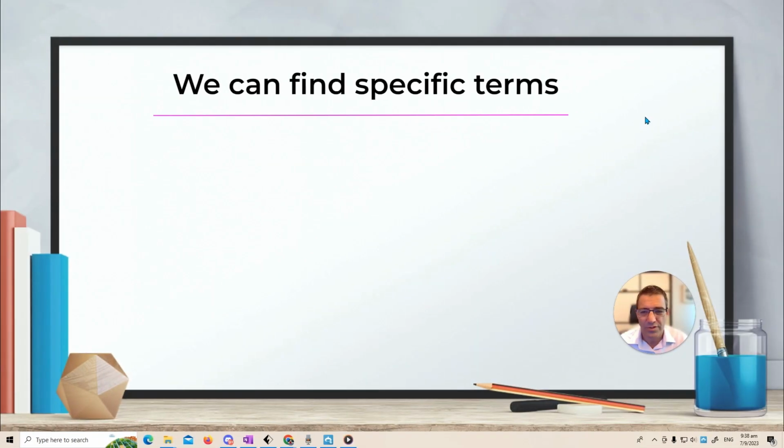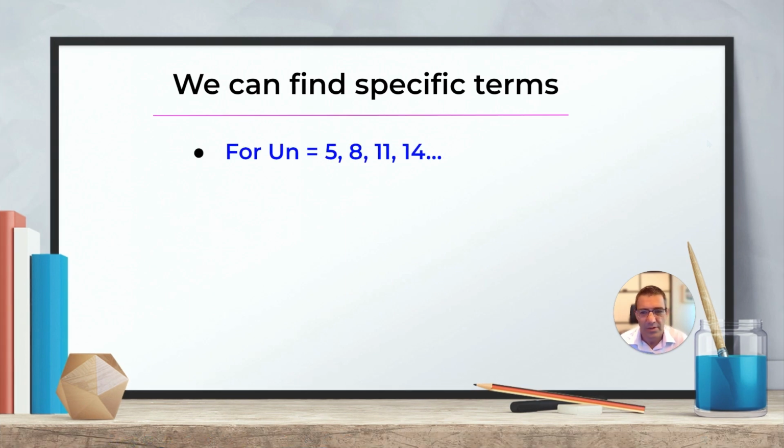So using our formulas, we can find specific terms in a sequence. So if un is 5, 8, 11, 14, well, we can express it as 3n plus 2. So I hope you feel comfortable with this now. If un is 5, 8, 11, 14, it's a 3n sequence, and whether you want to use the formula or whether you want to use logic, you should now be able to express it as 3n plus 2.